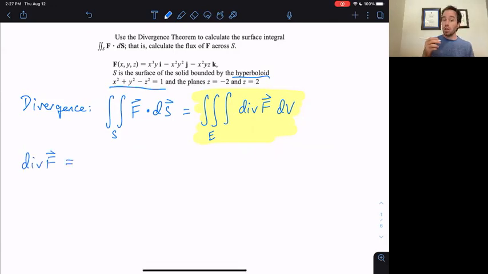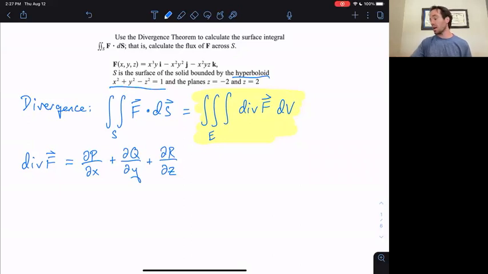The divergence of a vector field in general is the partial derivative of P with respect to x plus the partial derivative of Q with respect to y plus the partial derivative of R with respect to z. And when you take these, it does turn it into a scalar field. Remember that the P, the Q, and the R are this. This is P, this is Q, and this is R. So this is not really that hard because all of those are just polynomials.